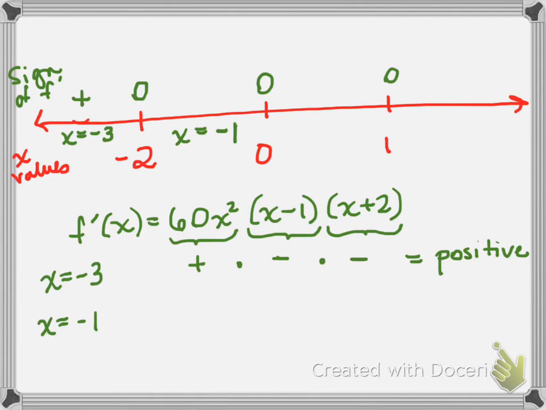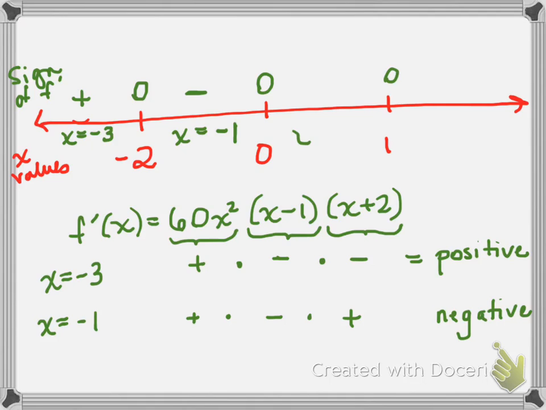Now let's try. 60x squared is positive. -1 minus 1 is negative. And x plus 2, -1 plus 2, is positive. So I have a positive times a negative times a positive, and that is negative. Okay, so between -2 and 0, I get a negative number.